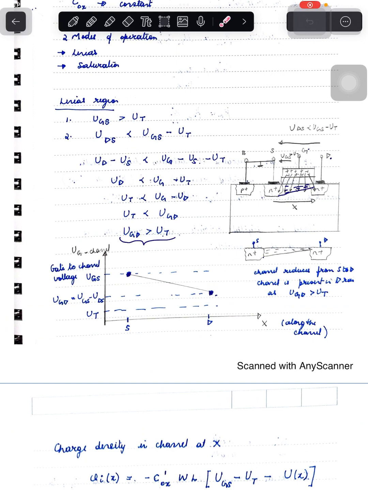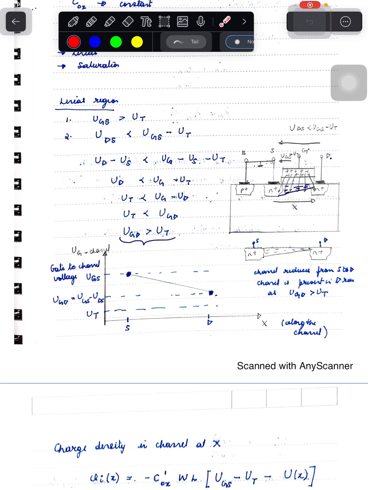In the inversion region, there are two modes of operation, that is linear and saturation. In the linear region, the gate to source voltage is greater than the threshold voltage, and the drain to source voltage is lesser than the gate to source voltage minus the threshold voltage. What does that mean? Substitute VDS as the drain voltage minus the source voltage, and VGS as the gate voltage minus the source voltage. This cancels, and by rearranging the terms, we find that the gate to drain voltage is greater than the threshold voltage. That is, the gate to drain is greater than the threshold voltage.